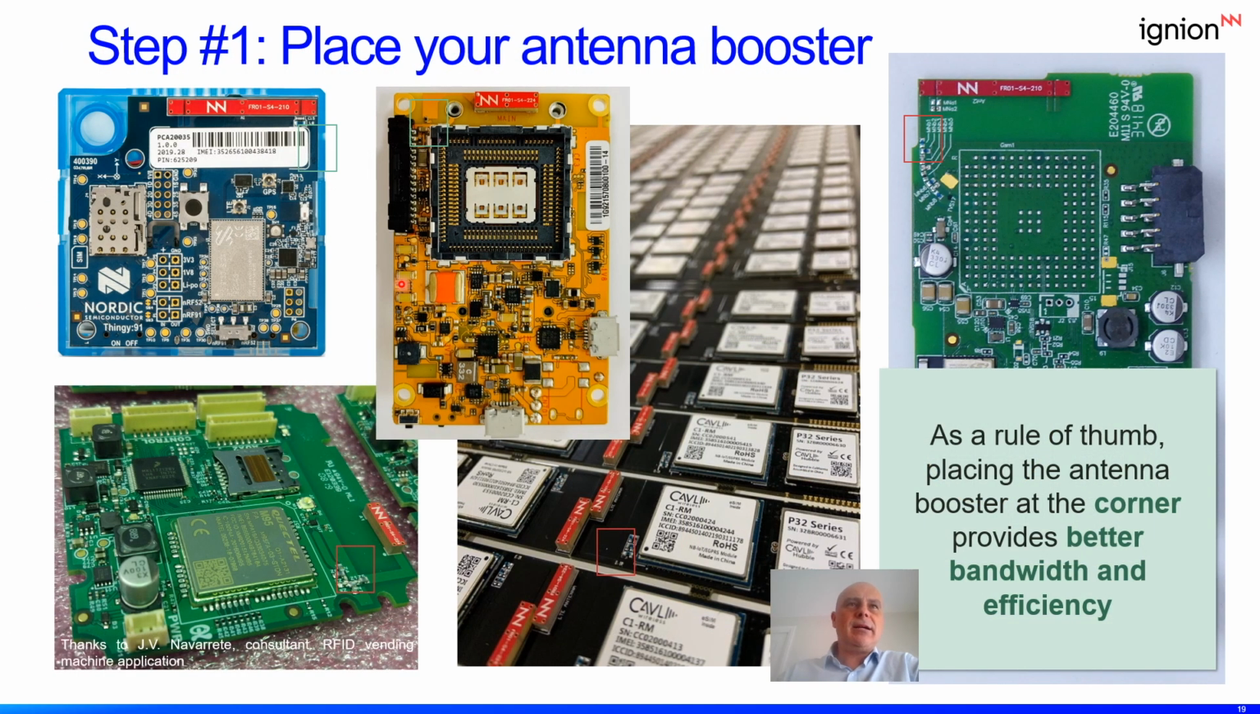Placing the antenna booster at the corner of the ground plane is the best in order to obtain the better bandwidth and efficiency. Here you have some examples. Here we have an antenna booster with a feeding line that reaches a matching network, and then we have a 50 ohm transmission line that reaches the transceiver. Here we have another example with the Trio MX10 with a feeding line, again close to the corner of the ground plane, and then the matching network that reaches the transceiver.